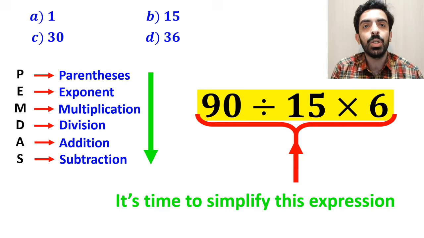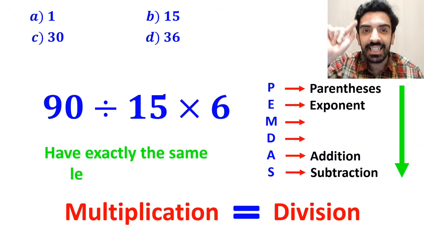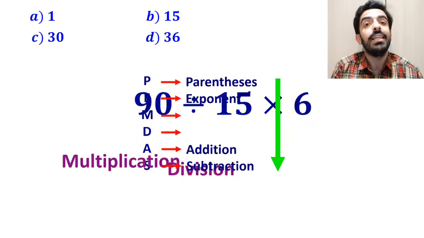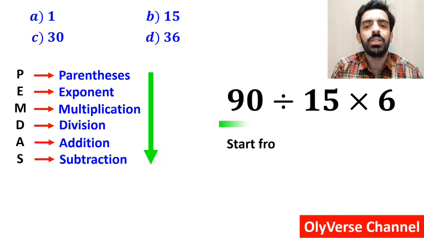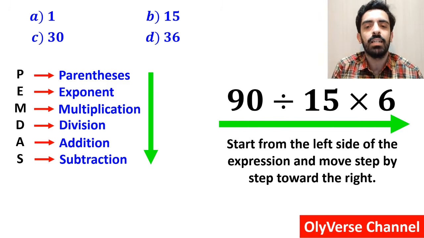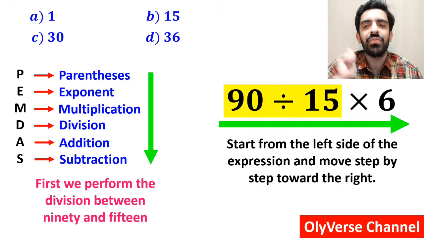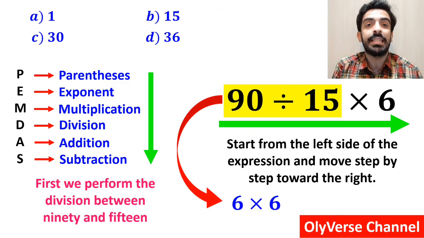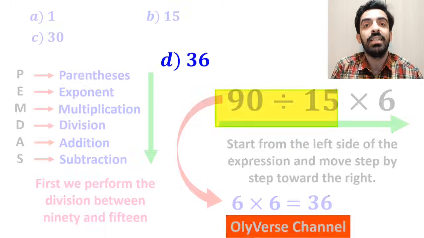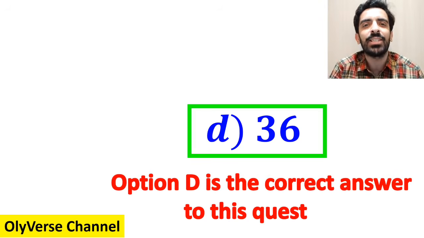It's very important to note that in the PEMDAS rule, multiplication and division have exactly the same level of priority. In this case, all we need to do is to start from the left side of the expression and move step by step toward the right. So, first we perform the division between 90 and 15, which simplifies this expression to 6 multiplied by 6. And finally, the value of this expression will be 36. That's great. Option D is the correct answer to this question.